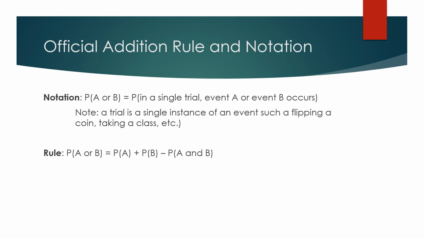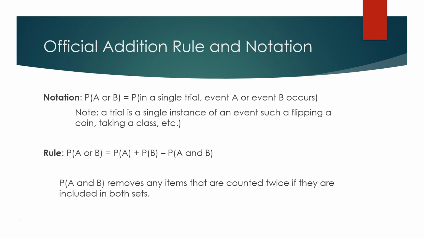The rule is really close to what we looked at in the previous slide, but it's the probability of A plus the probability of B minus the probability of A and B. Probability of A and B is the overlap that we had seen with the 6. So if there's an item that's in both set A and B, then we'll count it twice and then take it out once.